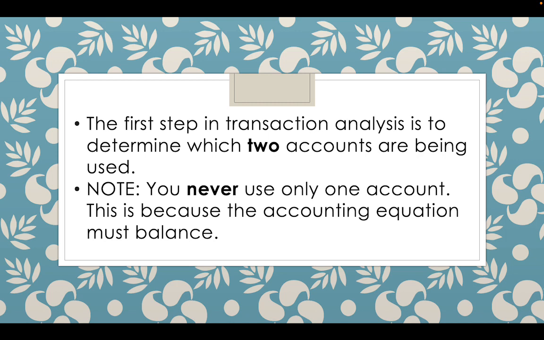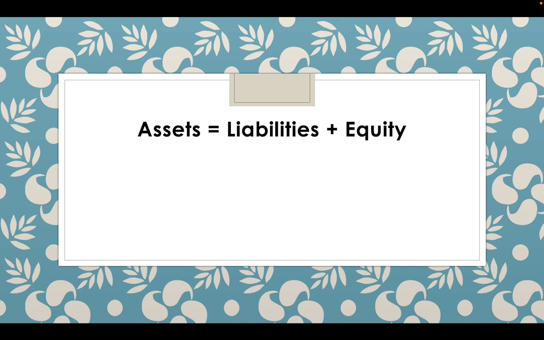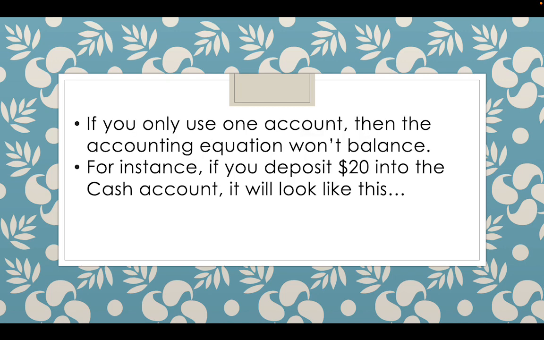Now, notice my next note here. You never use only one account. So when you read a problem out of the textbook, you're analyzing a transaction, you cannot just list one account. That's incorrect. That'll be incorrect every time. This is because the accounting equation must balance. You've seen this before. We've worked with the accounting equation in a number of classes. This is also the balance sheet. If you only use one account, the accounting equation will not balance.